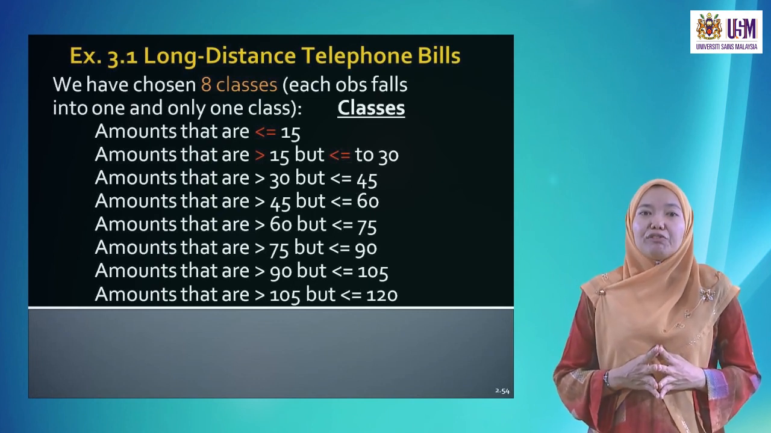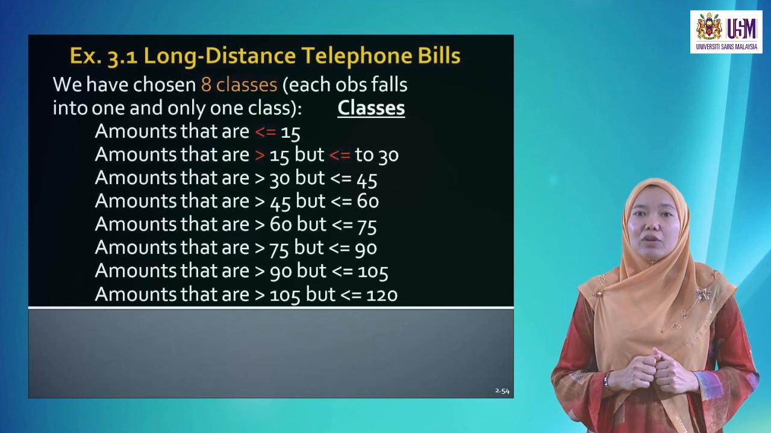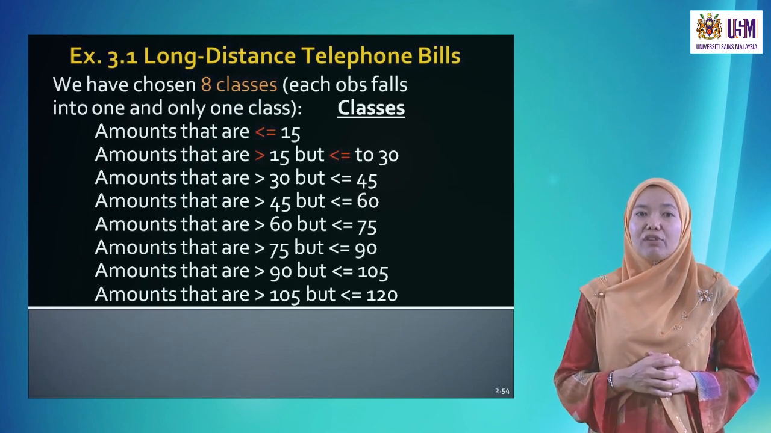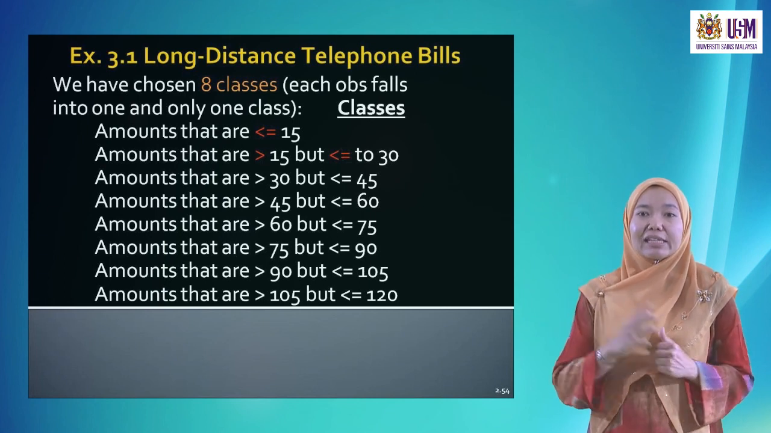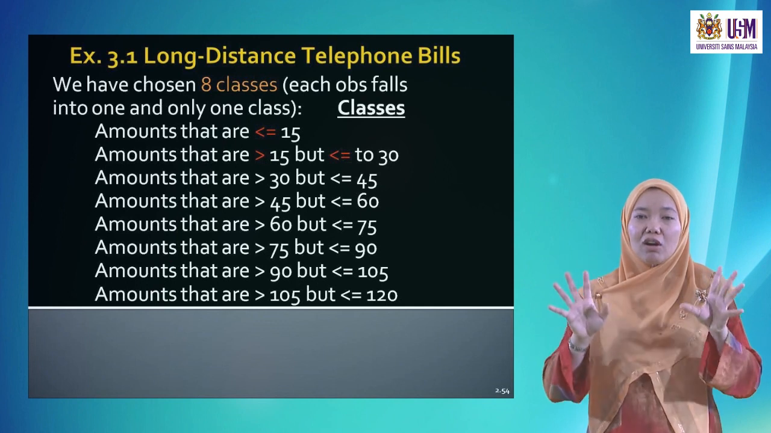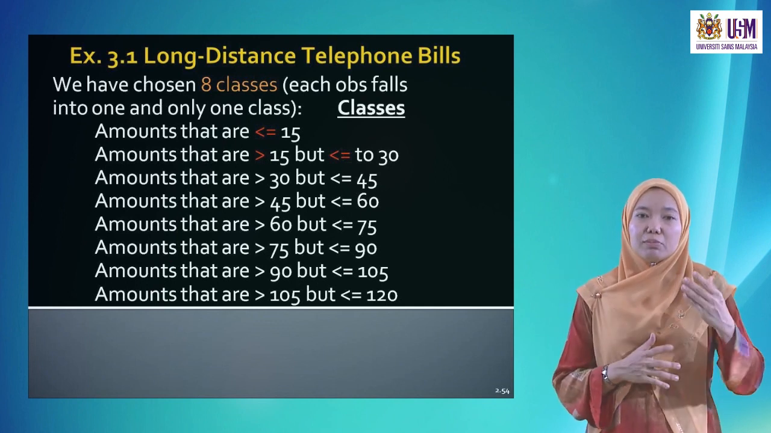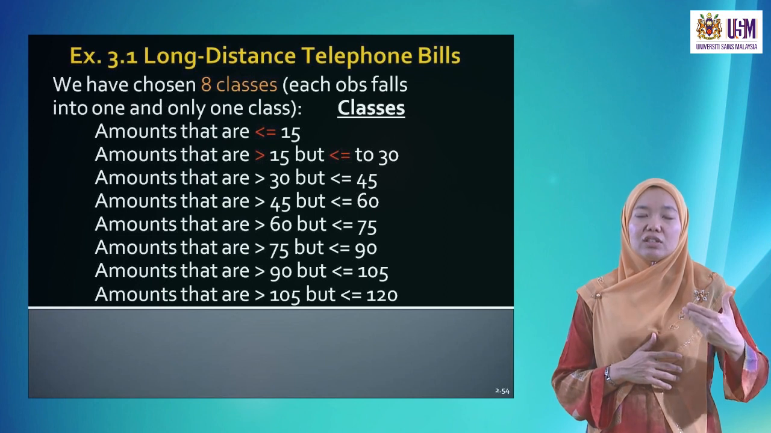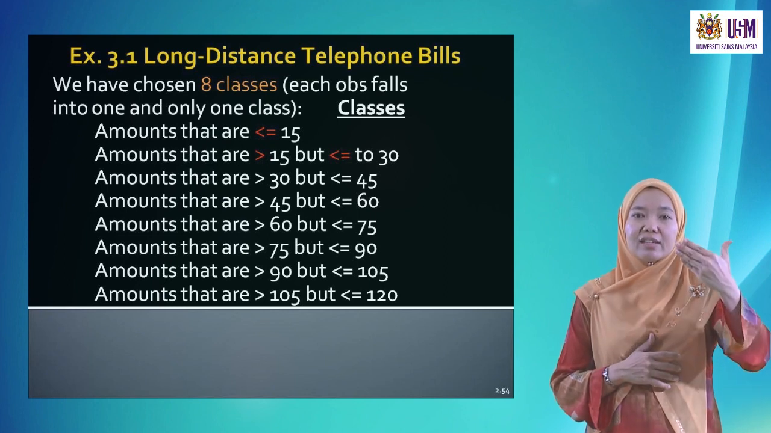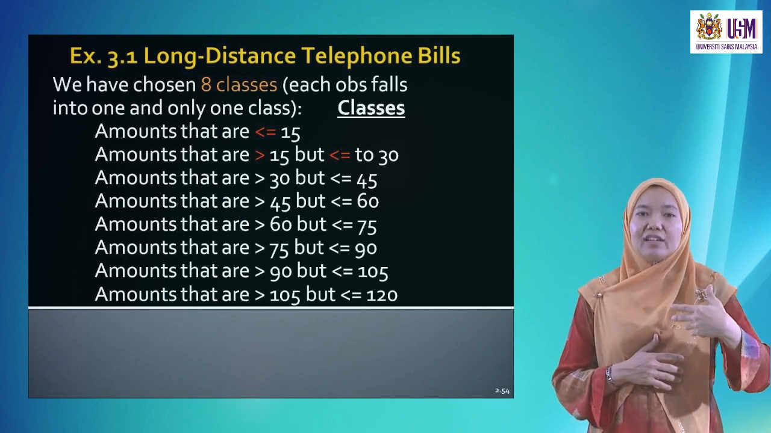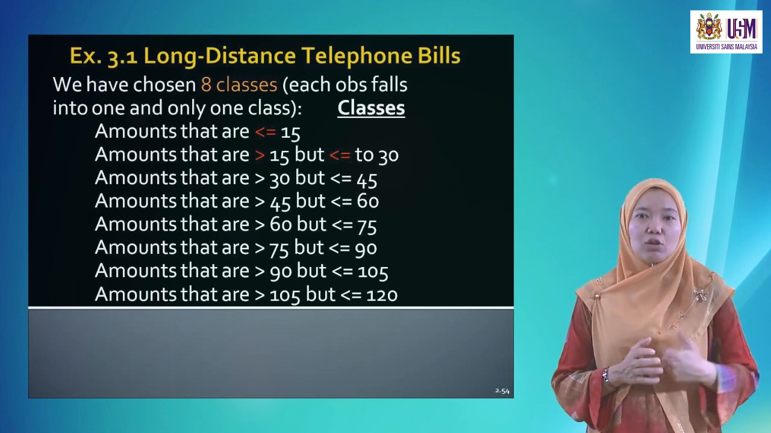Okay, we have chosen 8 classes, where each observation must fall into one and only one class. Out of your overall observations, you must make sure each data point falls under one of these 8 groups. 8 classes is more or less like 8 groups.